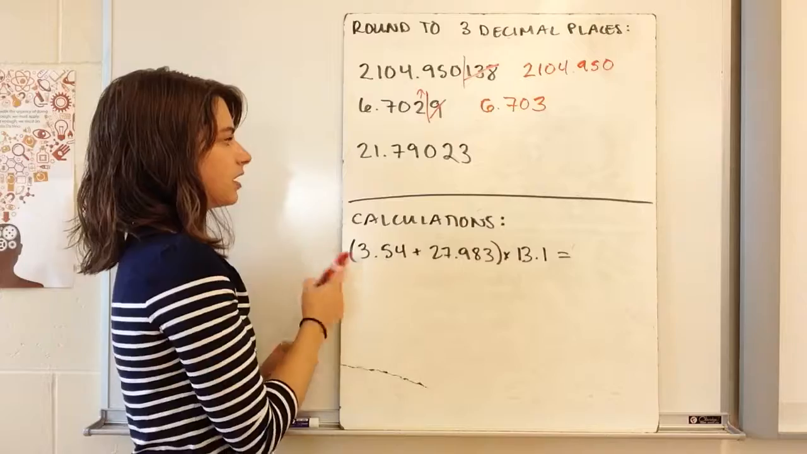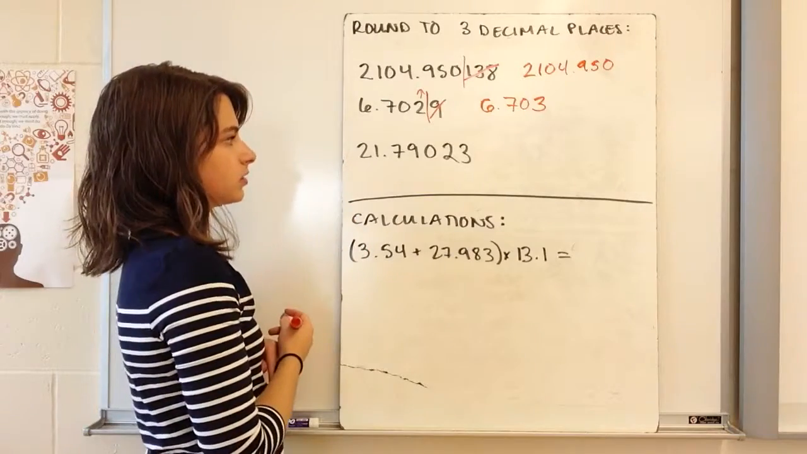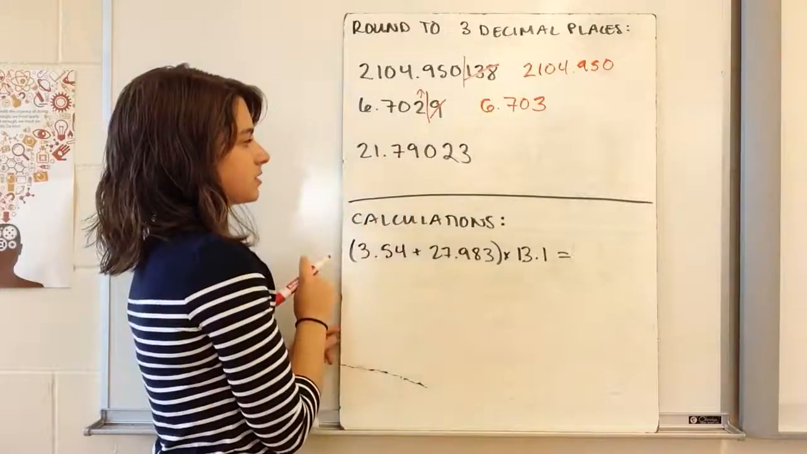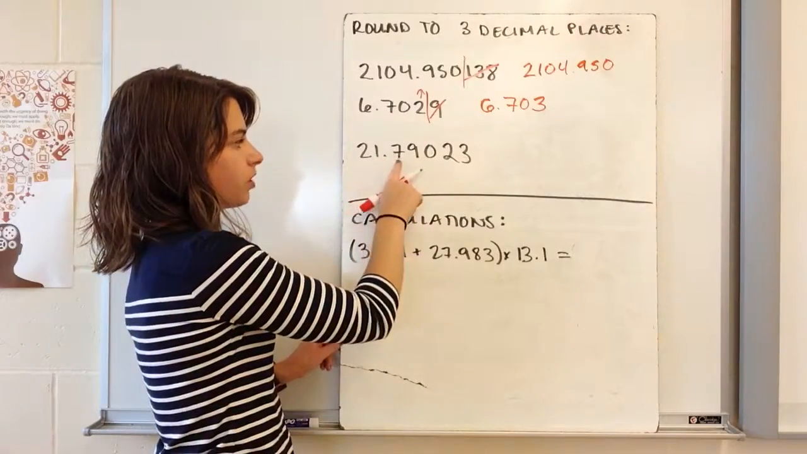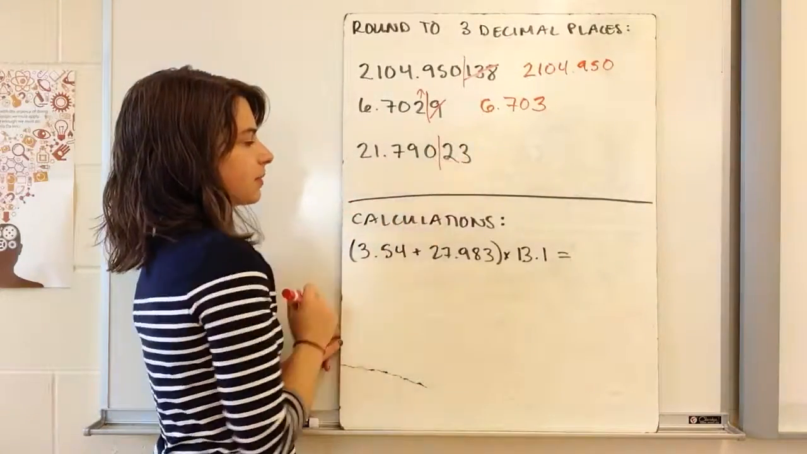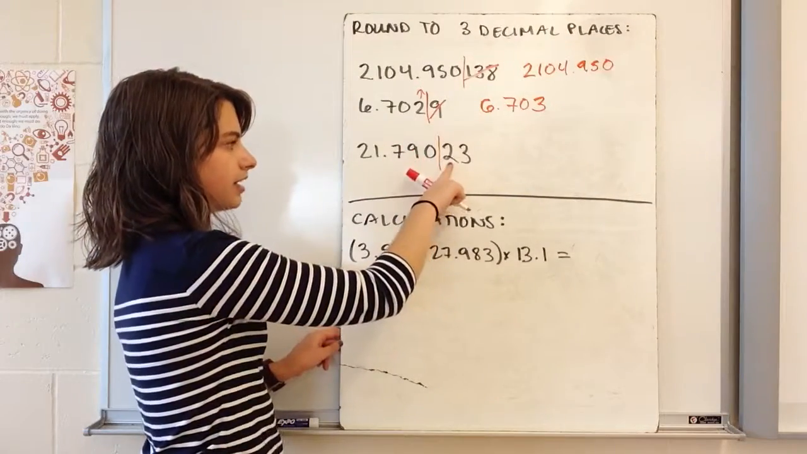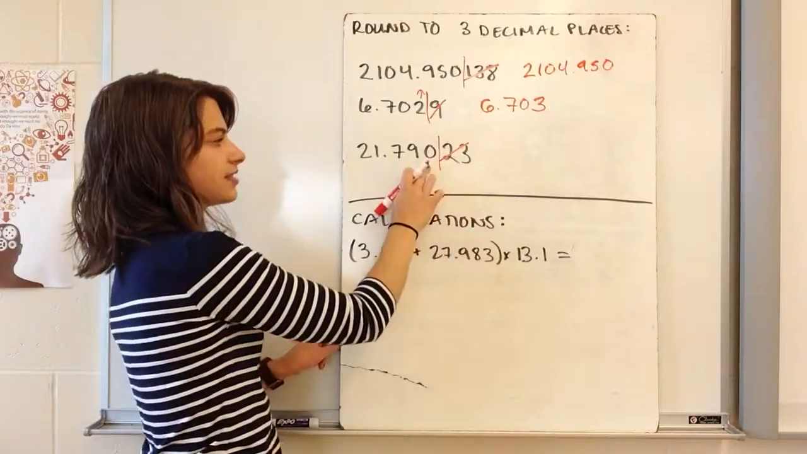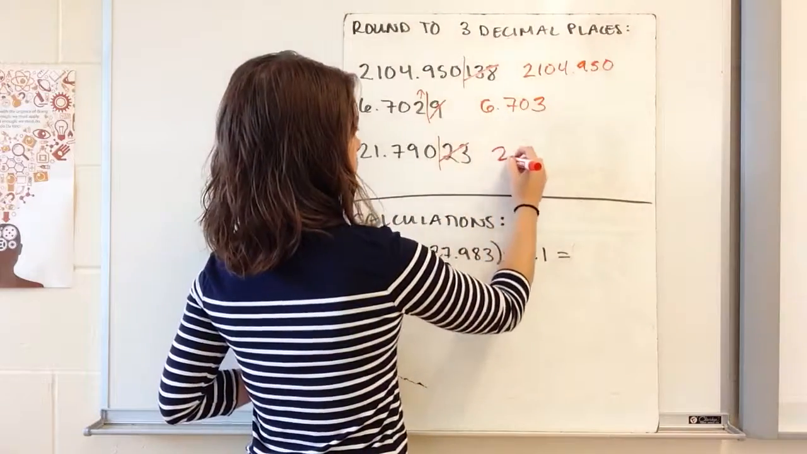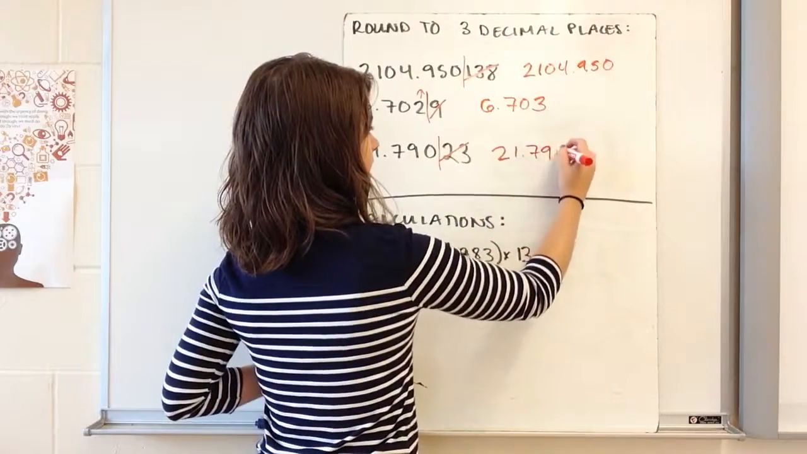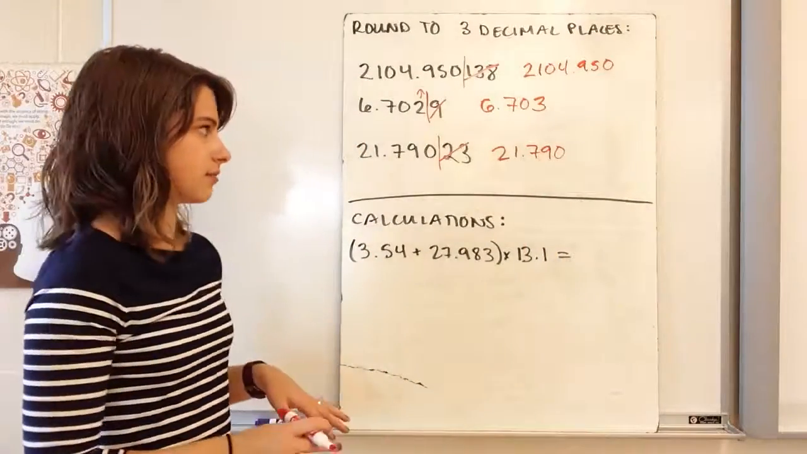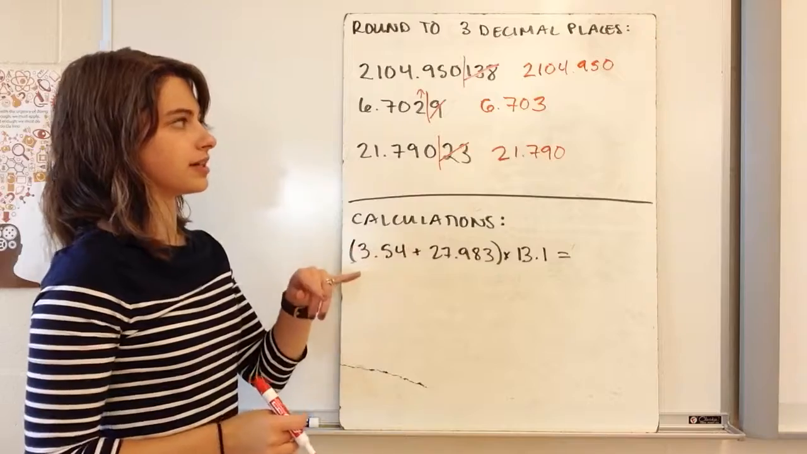And in my last one, I have 21.79023. I want to round it to 3 decimal places, so there's my decimal. 1, 2, 3. There's my cutoff. Look to the right, it's a 2. 2 is less than 5, which means that this is going to fall off. This is just going to stay the same. So we have 21.790.